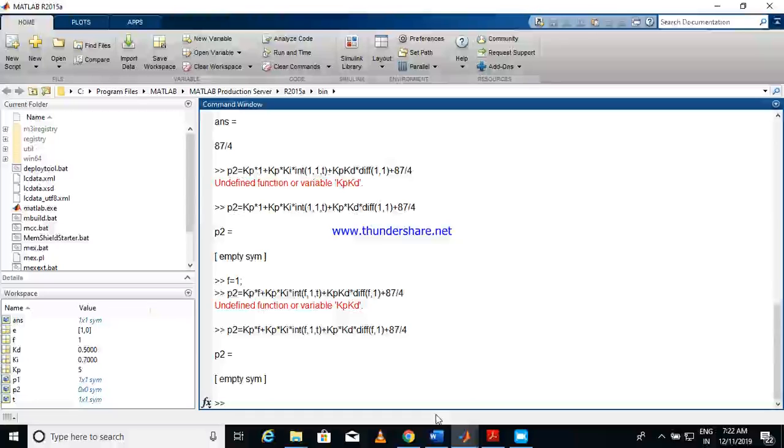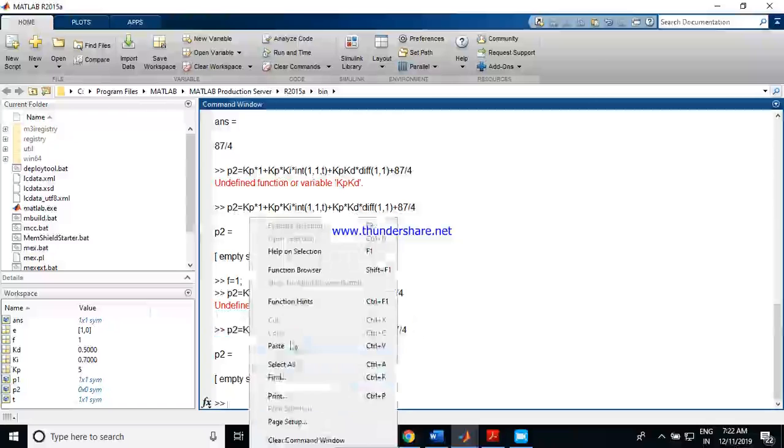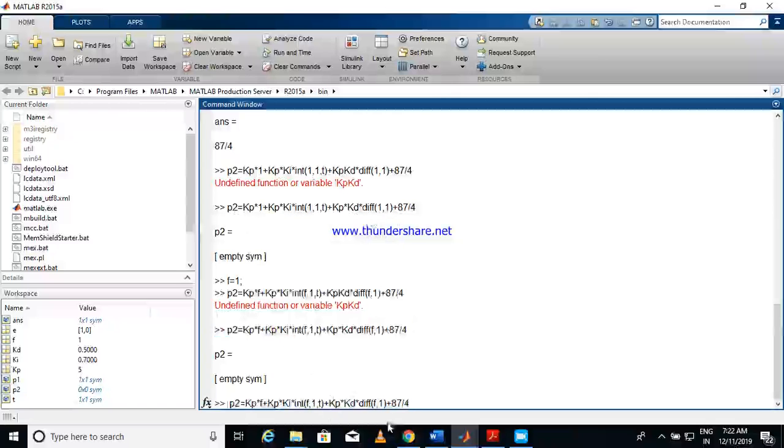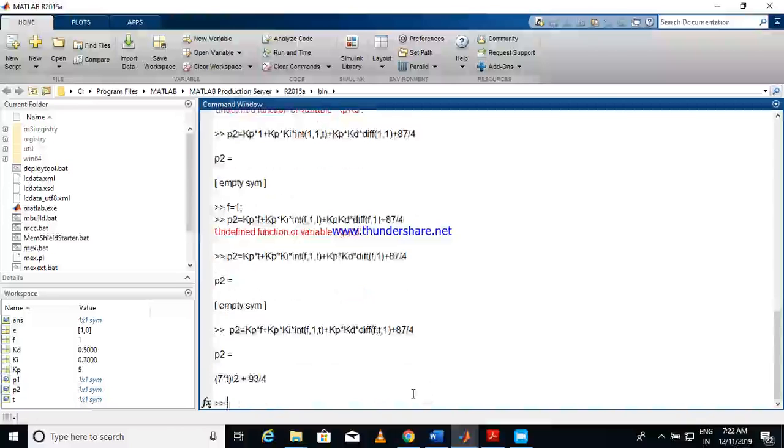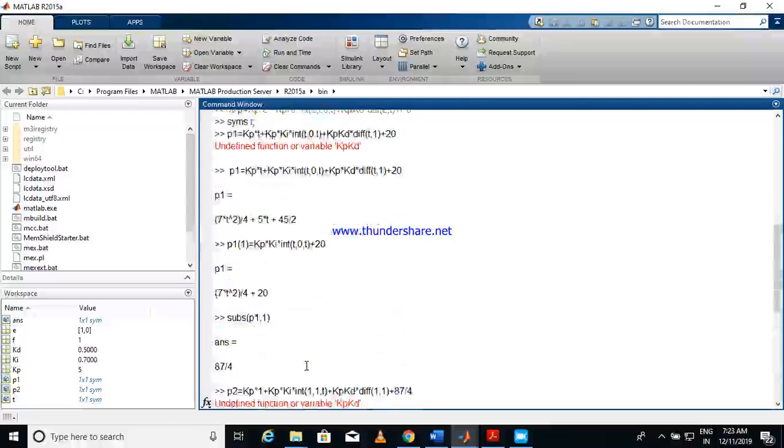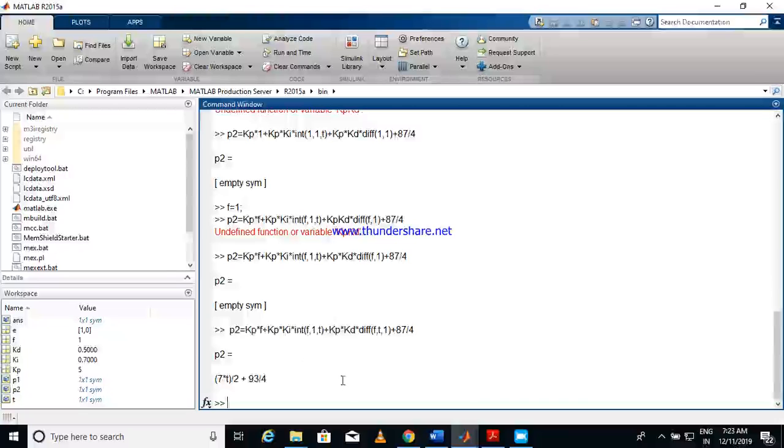Empty symbol. Okay. So now it is coming, so this is my P2. So for the second segment of the function, it is showing a linear function. Okay. Similarly, the second segment is 1 to 3. Okay. So now what should be the initial condition for the third segment?